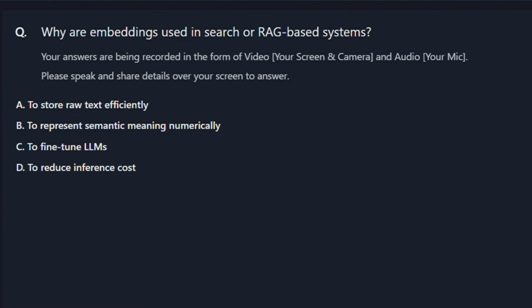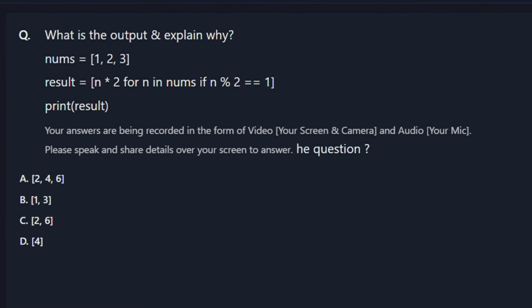Now moving to question number 7. Here again, you will be given a code snippet. Your task is to identify what the output will be and explain why.